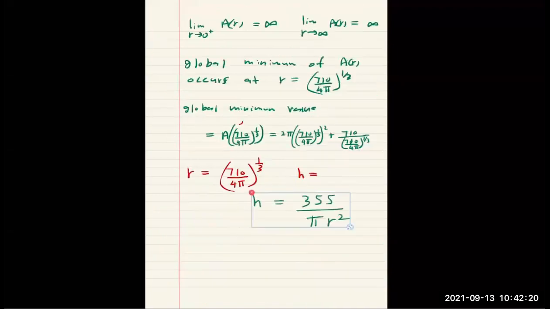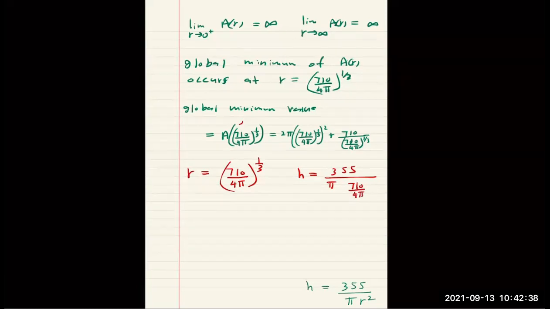So here is my h. I'll copy this to the bottom. This is the value of h. So the value of h would be 355 divided by pi times R squared, where R is 710 divided by 4 pi to the power 1/3, whole thing squared. Okay, that will be the value of h. So again, you have to make the can so that your radius has this value and the height has this value. Okay. All right. With that, we conclude that section, and I'll see you next time.